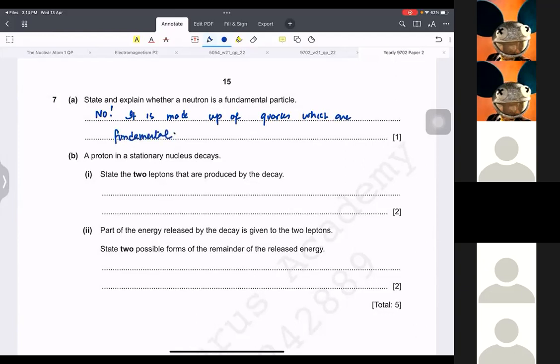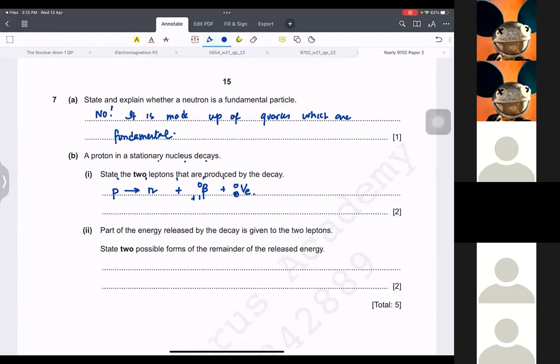If I were you, I'd write this. A proton in a stationary nucleus decays. State 2 leptons that are produced by this decay. Now we need to understand this, very, very important. This is something rote learning, right? Whenever a proton decays, it will always convert to a neutron. And when this happens, it will always give you a positron, which is basically beta positive, and a neutrino.